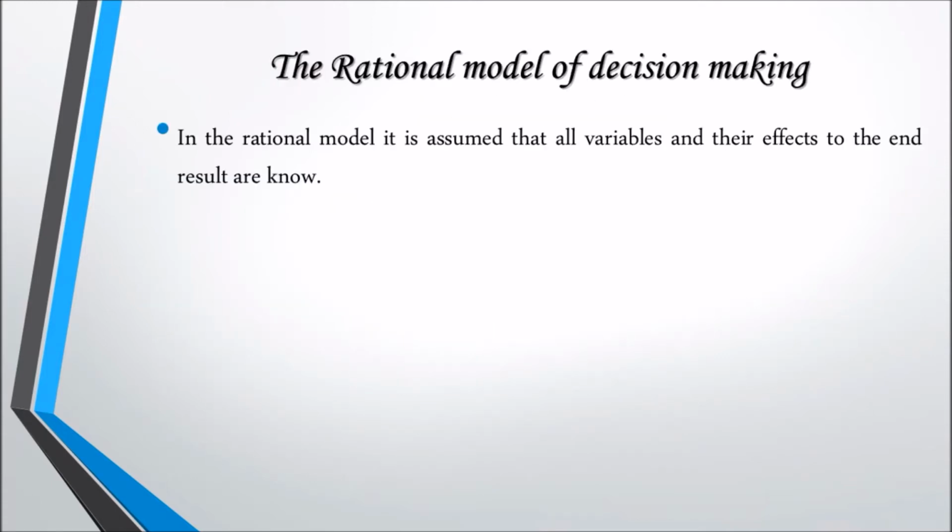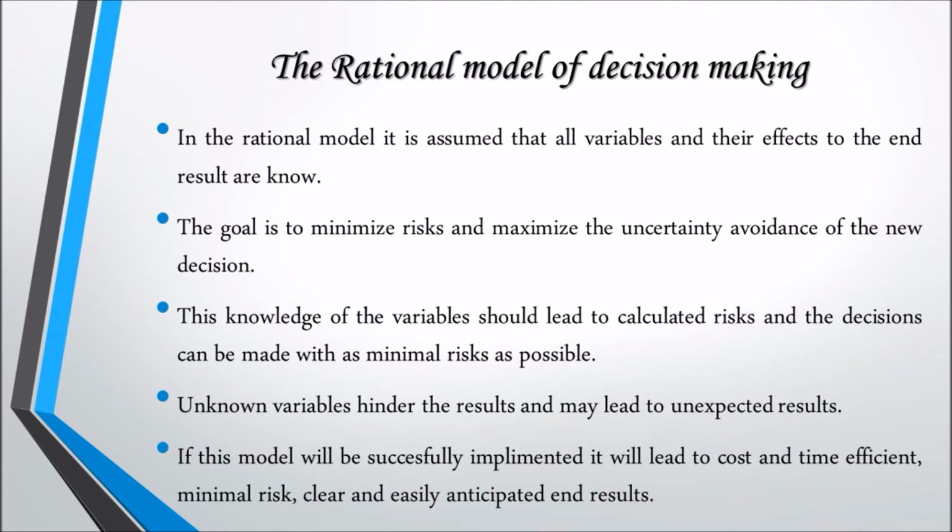The rational model of decision making. In the rational model, you try to find all possible variables in the decision making, and with all the known variables, you try to anticipate and calculate the end results. The goal is to minimize the risks and to maximize the efficiency and monetary gain from the new decision making.